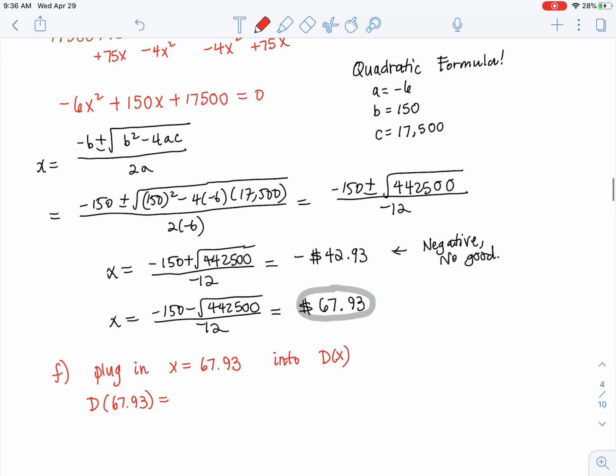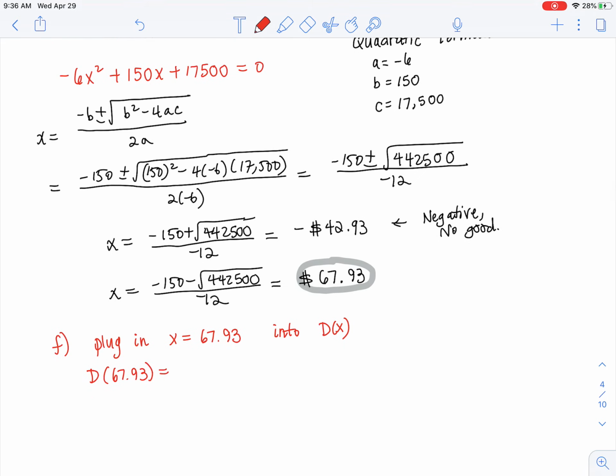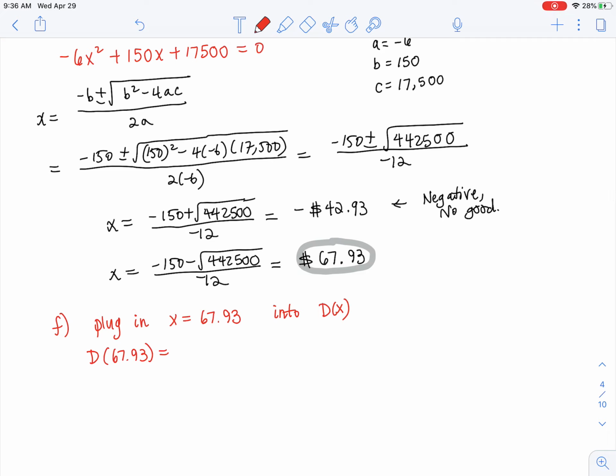You get 0. I'm sorry, you get 1. That's how we got that number, right? Or you may get something very close to 1 because we just rounded our final answer there. But to plug it into the demand function, which was 35,000 plus 150 times x minus 2 times that number squared, right?